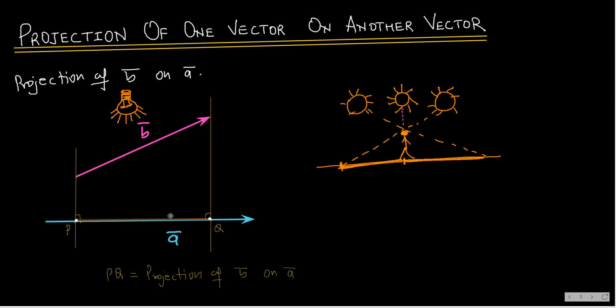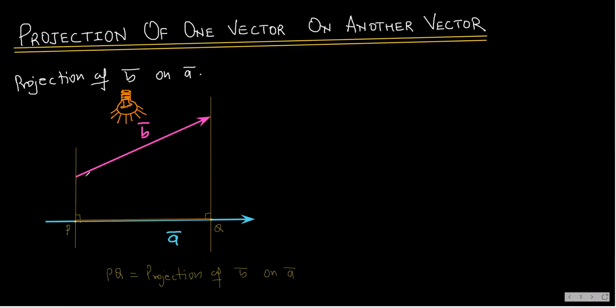So if we could find length PQ, we have got the projection of vector b bar on a bar. This is one case where you can have the projection of vector b bar on a bar. The other case would be when this angle is an obtuse angle, that is, greater than 90 degrees. I will show you the other case too.